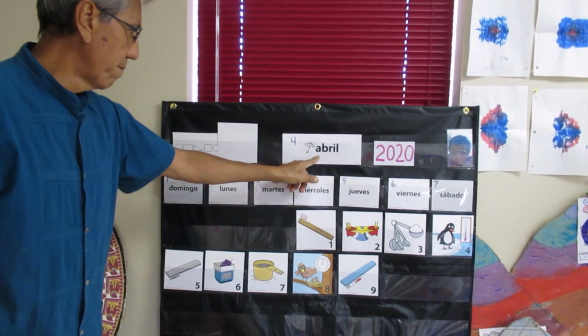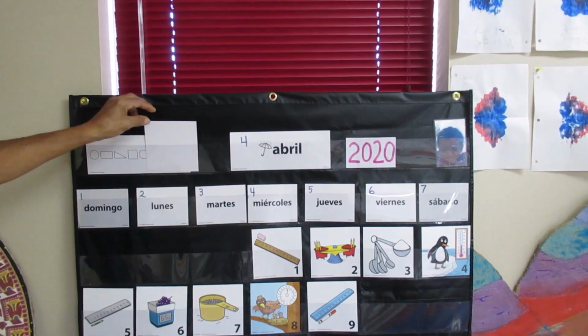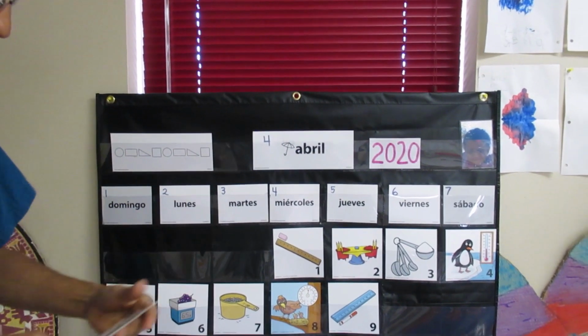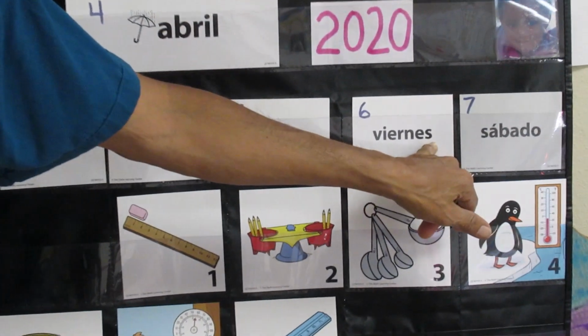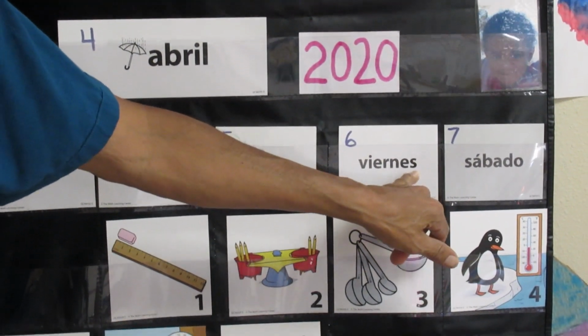Today we're on month number 4, April. And today it's Friday, although here it says Viernes. In English this would be Friday.